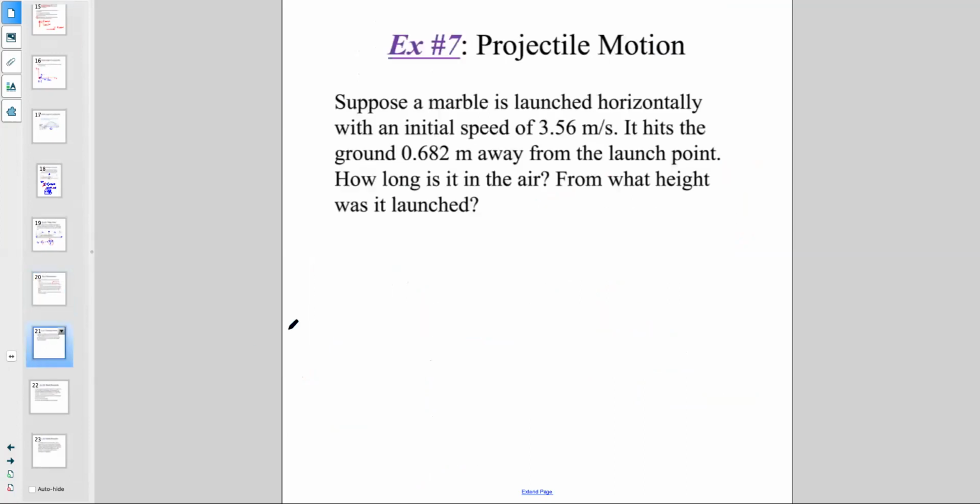Okay, projectile motion. Now, pause the video for a second, read this problem, write down what you have, and then let's work on it together.